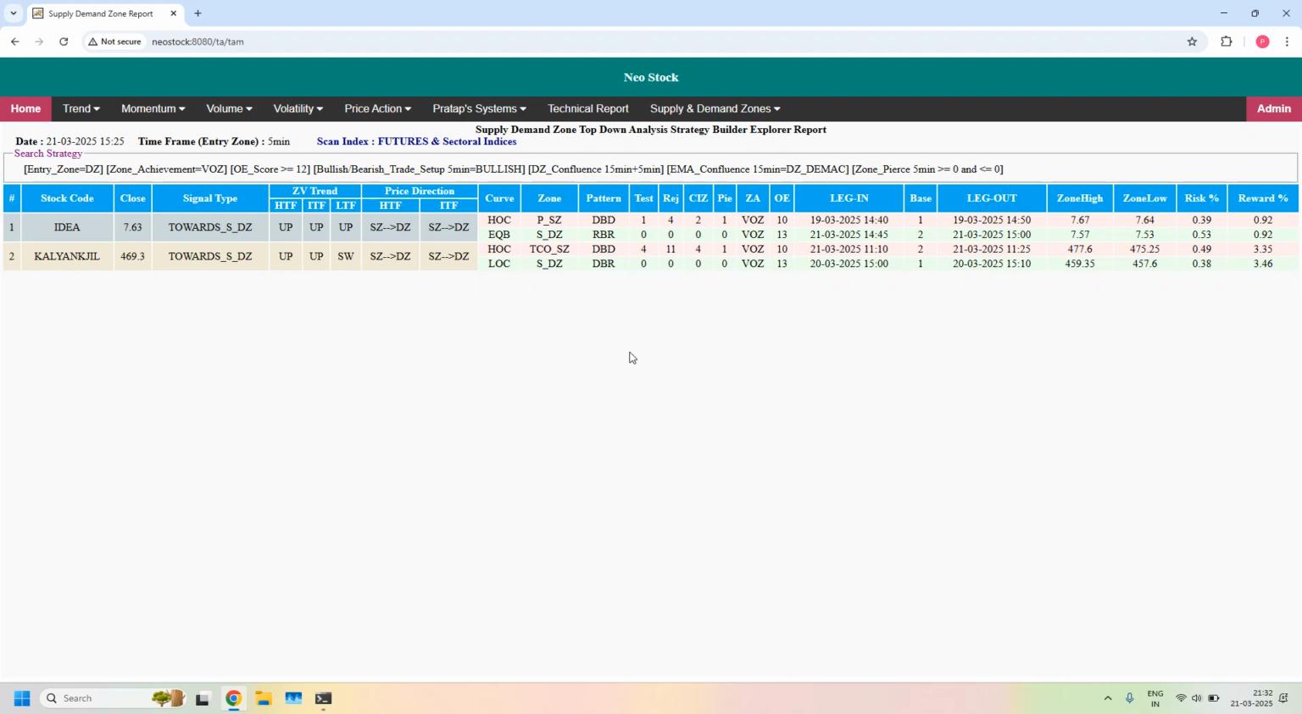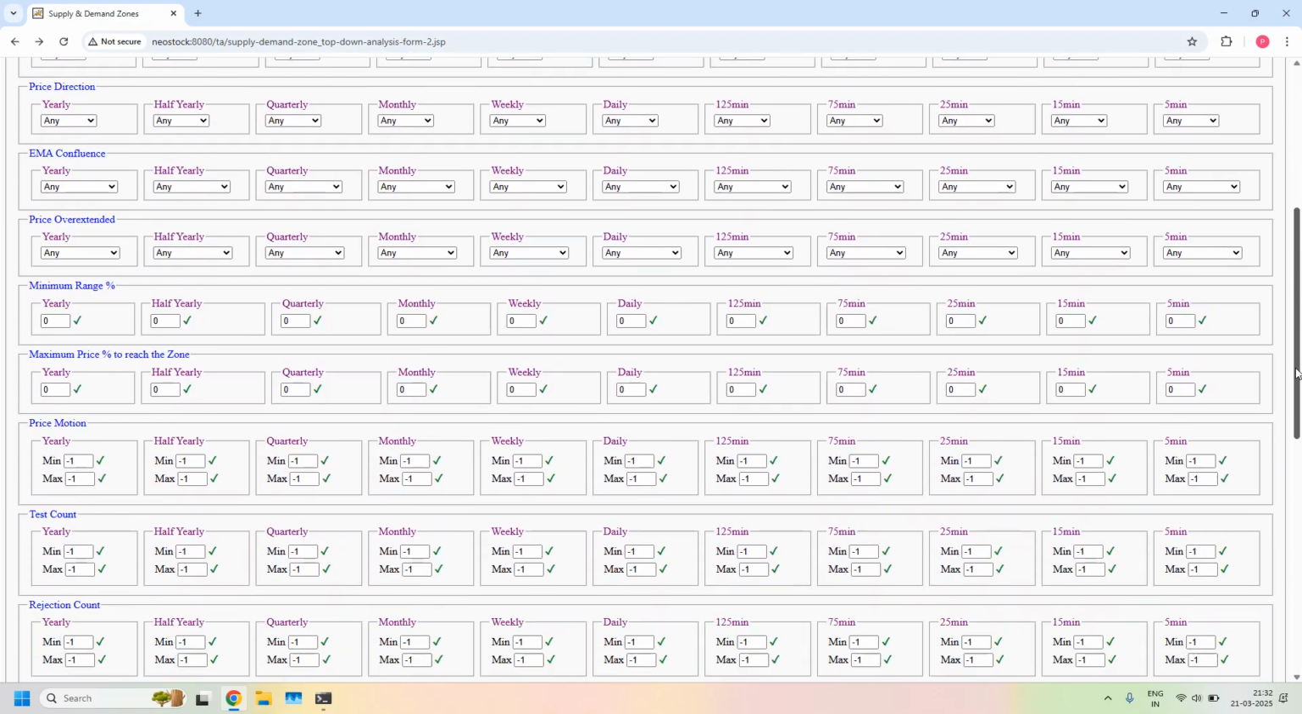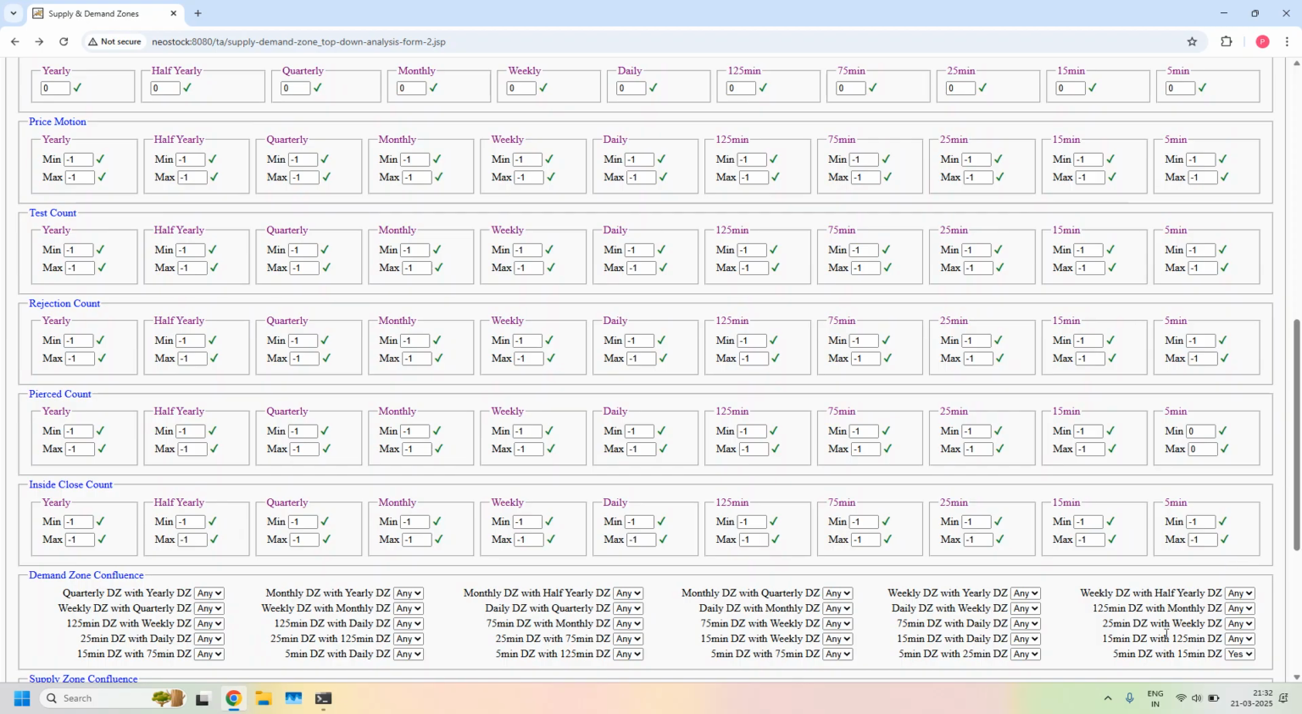So the next filter is LTF, ITF and also HTF demand zone confluence supported stocks. That is 5 minutes, 15 minutes and 75 minutes demand zone confluence supported stocks. Let us find them. First, I am removing the EMA filter. In the demand zone confluence, we should set 3 filters. The first filter is already enabled. Next, 5 minutes demand zone with 75 minutes demand zone confluence and 15 minutes demand zone with... something wrong.